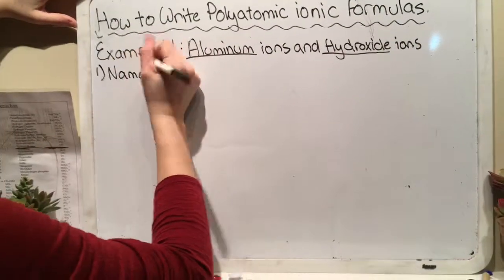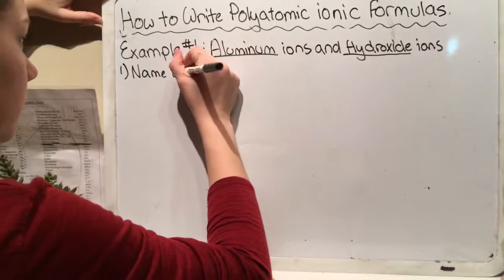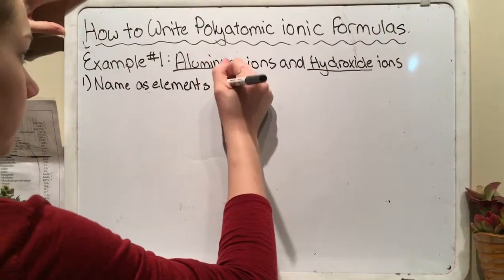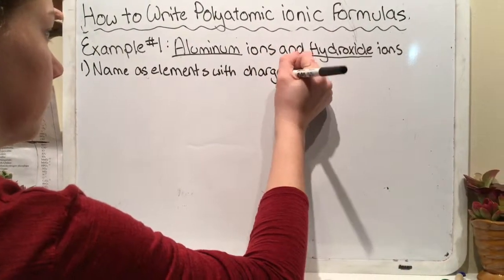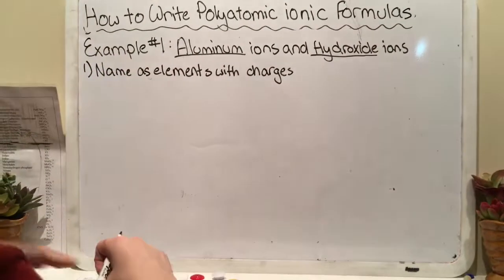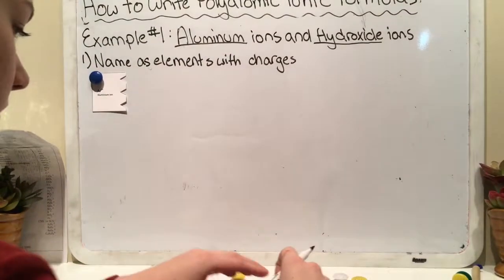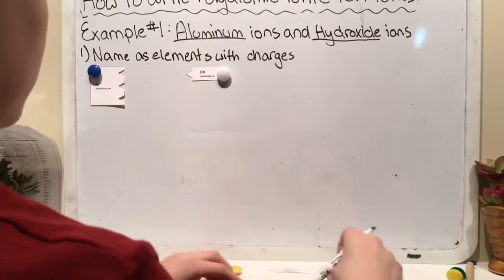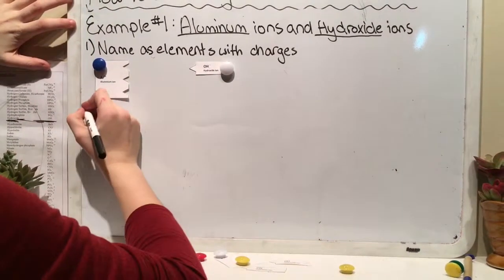First step again is to write the name of the elements. This time we're not writing the actual name because we already have it. We are just writing it as an element. Make sure you add the charges placed with each one. So aluminum has a charge of +3. And hydroxide has a charge of -1. These will become very important when you're wanting to write out the formula.